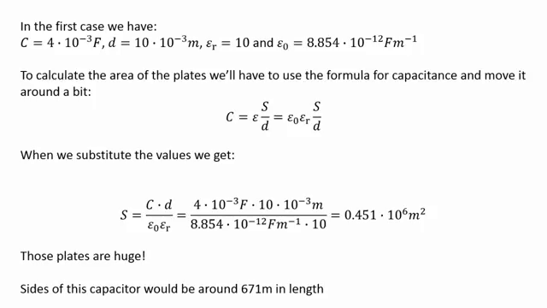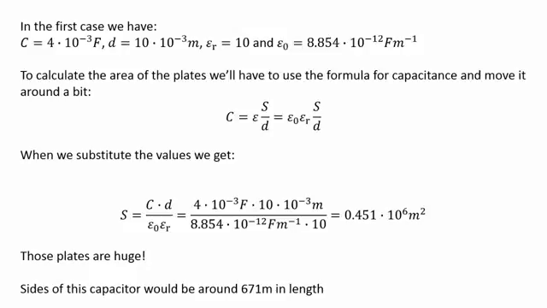In the first case, we have all the information you can see on your screen. To calculate the area of the plates, we'll have to use the formula for capacitance and move it around a bit. You can see that on your screen. C equals epsilon times S divided by d, or epsilon 0 times epsilon r times S divided by d. The final formula that we need is S equals C times d divided by epsilon 0 times epsilon r.